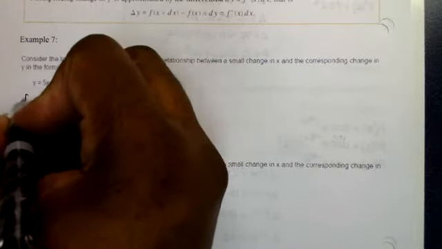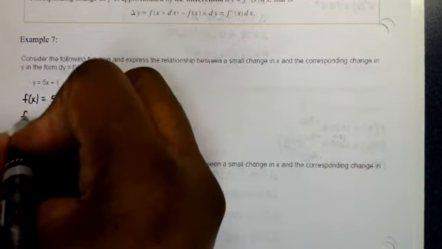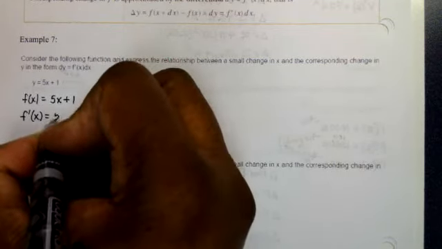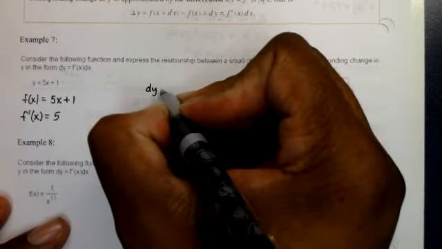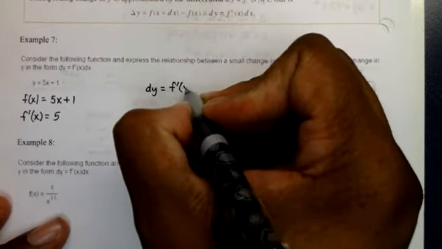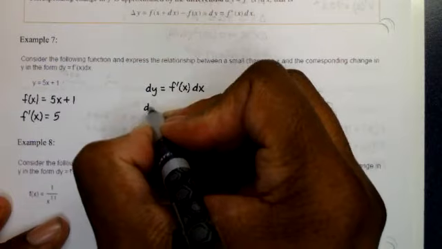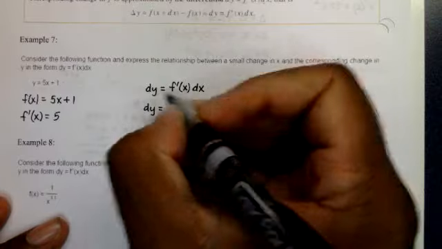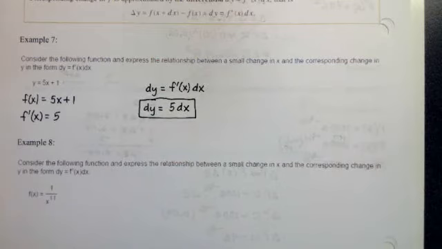All right, so if I let f of x equal 5x plus 1, let's find out what f prime of x is going to be. Well, that's simple. The derivative of 5x will just be 5, and the derivative of 1, which is a constant, is 0. So f prime of x will be 5. And then we'll use that form, dy is equal to f prime of x dx. So dy is equal to f prime of x, which we found to be 5, and then bring over dx. So dy would be equal to 5 dx.